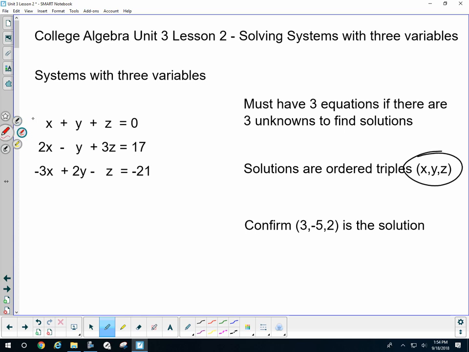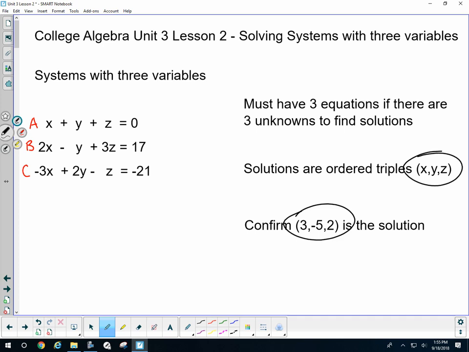Now, we're going to start calling each individual one by a letter, just to help us stay organized when we deal with these systems, because you'll find that if you do not stay organized while solving systems of 3 variables, things are going to kind of get out of control. And I'm telling you that 3, -5, 2 is the solution. I want you to confirm it.